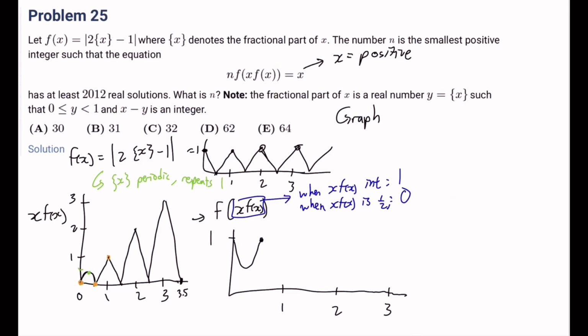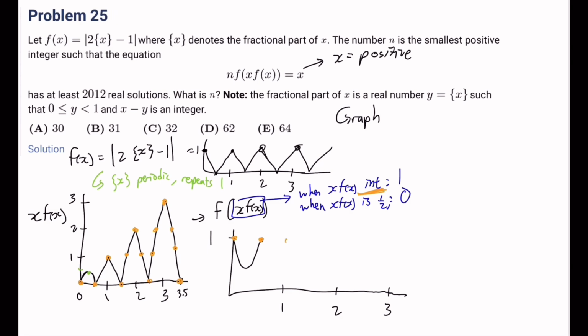mark in orange all the parts where x times f of x is an integer, like that. And so that is when it's going to be an integer, right? So we have our graph like that. So we have 0 at a half and then at 1, right? So we have our orange at 1, 2. Yeah, and actually I'll put these values on right here also, right?